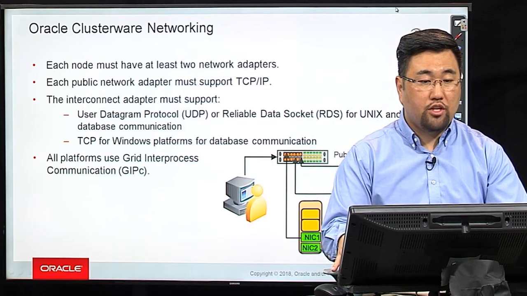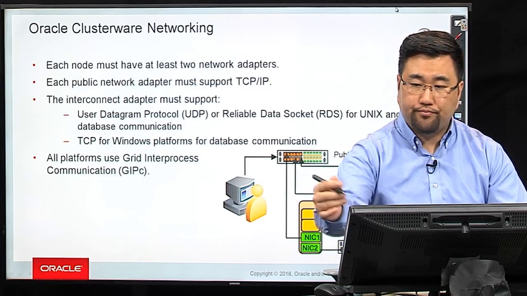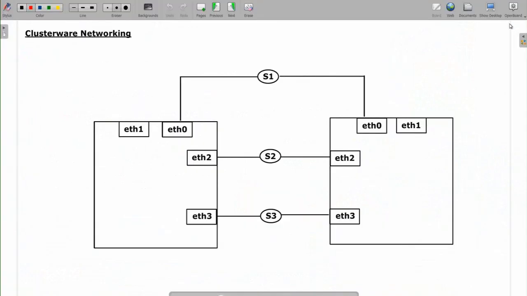I'm going to give you the whiteboard now to give you a little more information. So I made one simple example here. On the left-hand side, this is server 1, and on the right-hand side, that's my second database server. The minimum required network adapters are 2 in each server. One for public, one for private. Public must support TCP/IP. Private must support RDS or UDP.